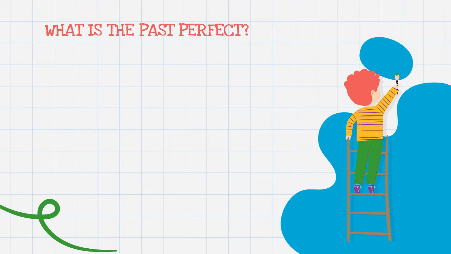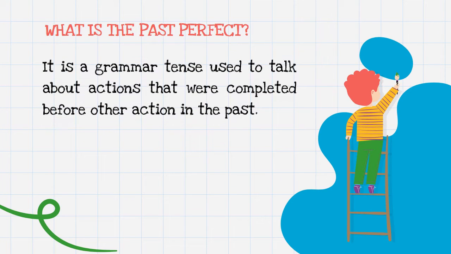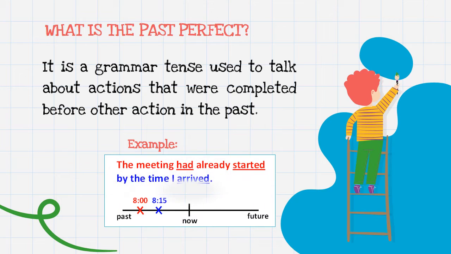What is the past perfect? Well, the past perfect is a grammar tense used to talk about actions that were completed before another action in the past. Some people say that the past perfect is the past of the past. So let's check an example about the past perfect.